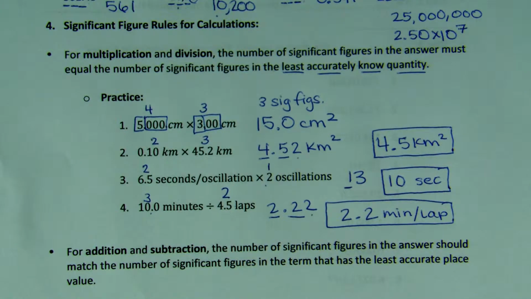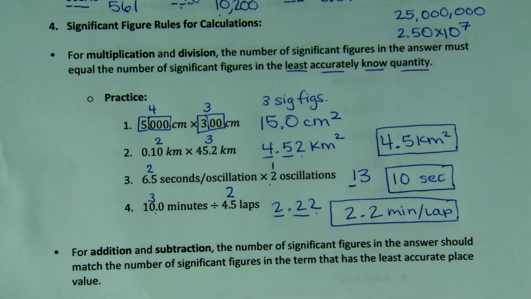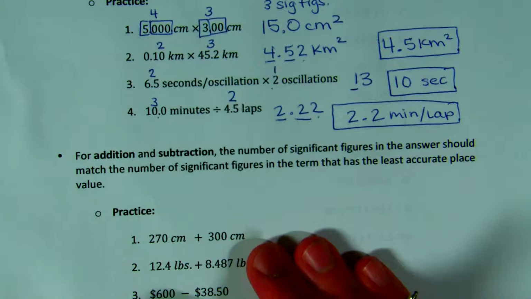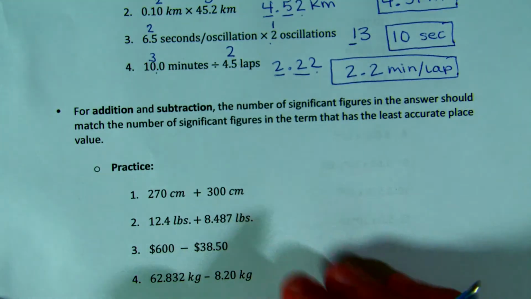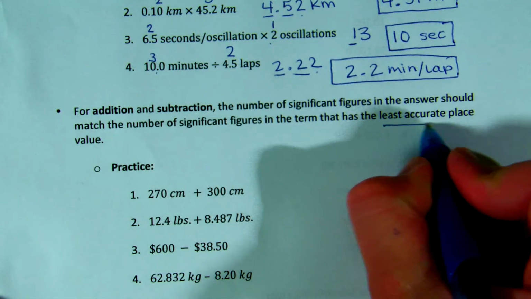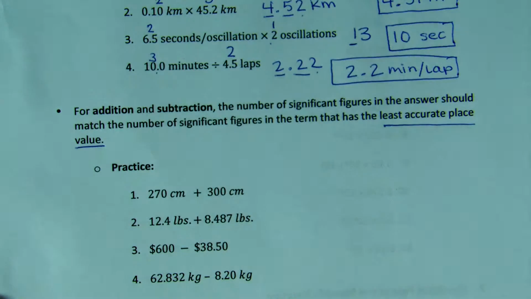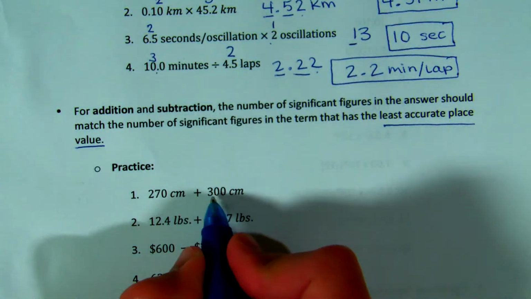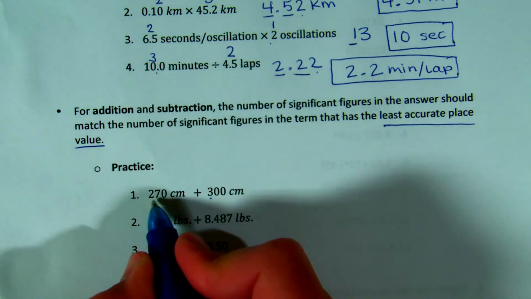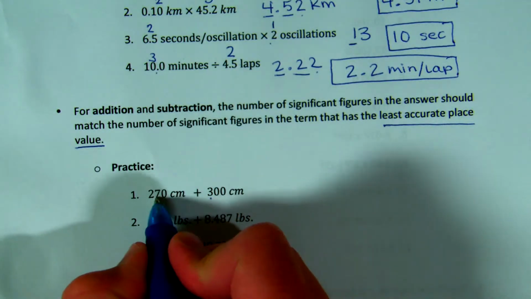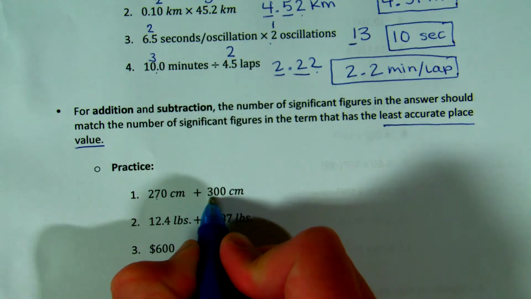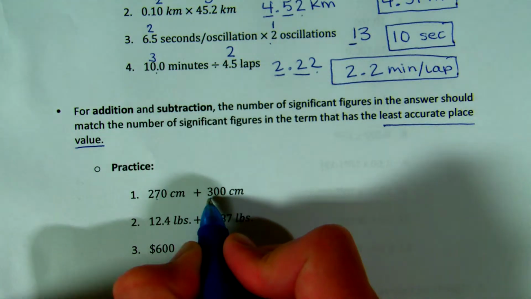That is the rule for multiplication and division. For addition and subtraction, the number of significant figures in the answer should match the number of significant figures in the term that has the least accurate place value. That's different. If we look here, we're not concerned with the fact that this only has 1 significant figure and this one has 2. Our concern is this one is measured to the tens place and this one is measured to the hundreds. So the least accurate is this one measured to the hundreds. Our answer will need to be rounded to the hundreds spot.